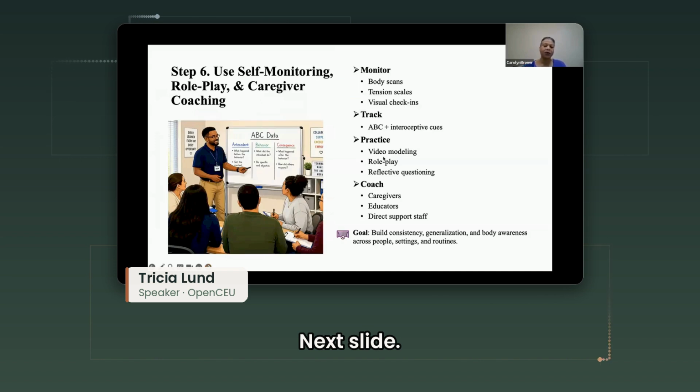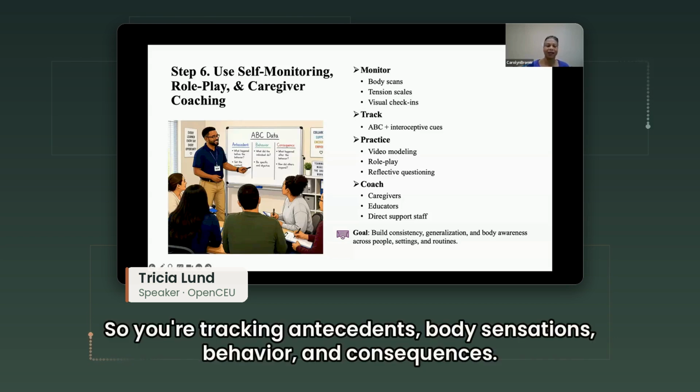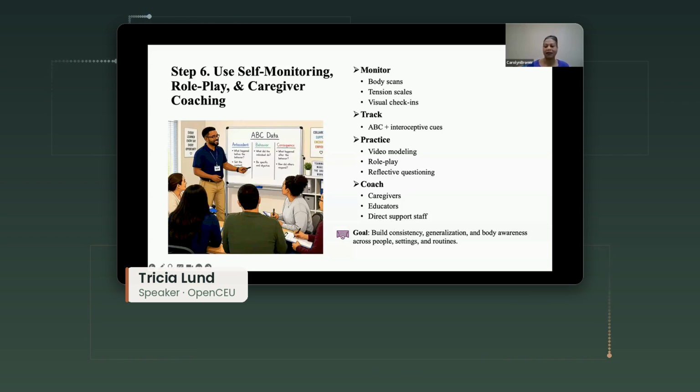Practical supports include scheduled body scans, brief check-ins such as 0 to 5 tension scales, which help the learner rate how activated, tense, uncomfortable, unsafe their body feels. Visual thermometers give the learners a concrete image for increasing body activation. Body check routines, for example, check your chest. Is your heart calm or is it racing? And then ABC logs with the interoceptive column. So you're tracking antecedents, body sensations, behavior, and consequences.